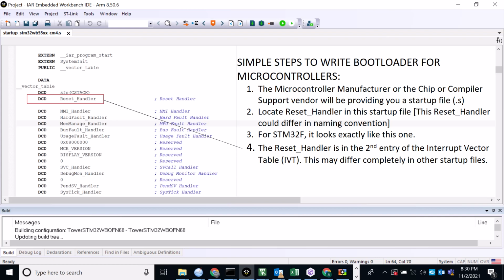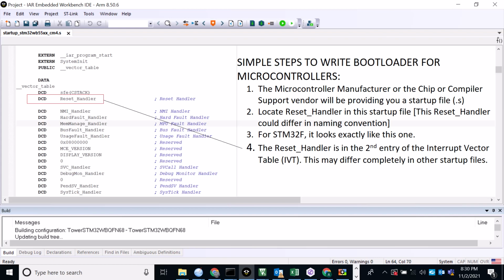Simple steps to write a bootloader for microcontrollers. 1. The microcontroller manufacturer, chip vendor, or compiler support vendor will provide you a startup file, .s. 2. Locate Reset_Handler in this startup file. This Reset_Handler could differ in naming convention.